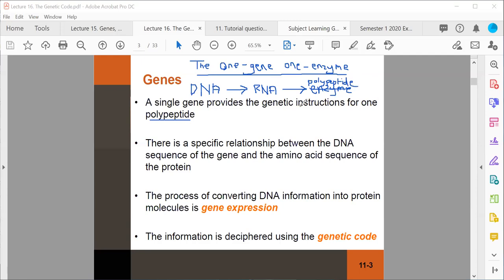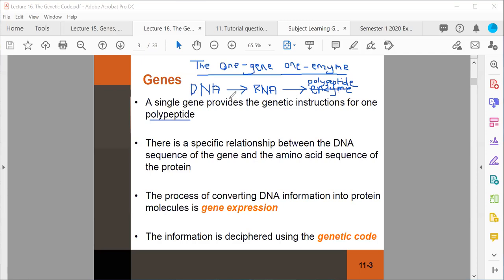Okay. And also we need to remember that not all polypeptides will go on to make proteins that are enzymes. There's different types of proteins. Of course, you've got structural proteins and transport proteins and so on.